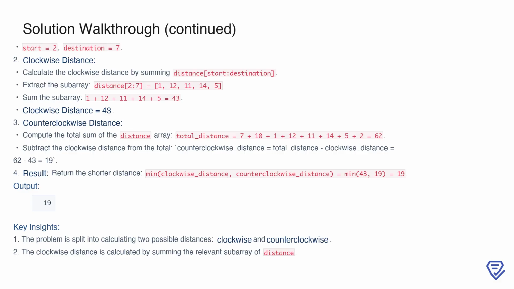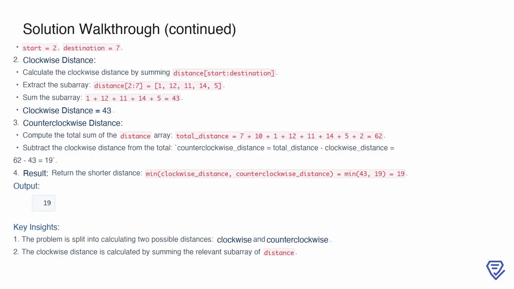distance is 43. The total distance of the array is calculated as 7 plus 10 plus 1 plus 12 plus 11 plus 14 plus 5 plus 2 equals 62. To find the counterclockwise distance, we subtract the clockwise distance from the total. Counterclockwise_distance equals total_distance minus clockwise_distance, which equals 62 minus 43 equals 19. The shorter of the two distances is selected as the result, min(clockwise_distance, counterclockwise_distance) equals min(43, 19) equals 19.